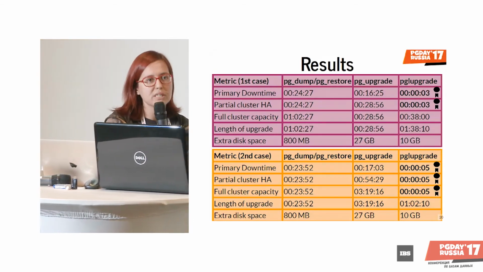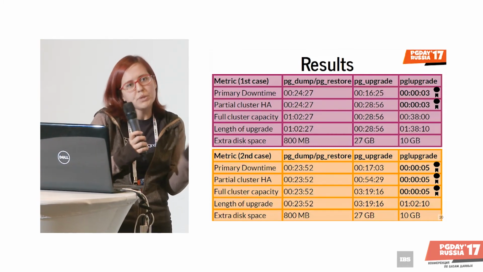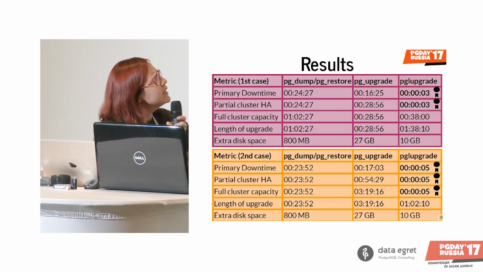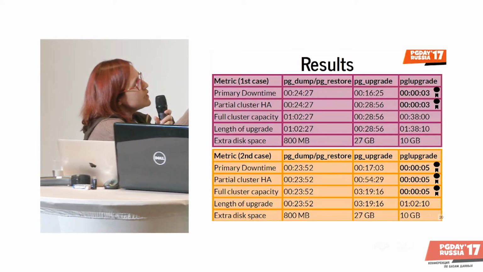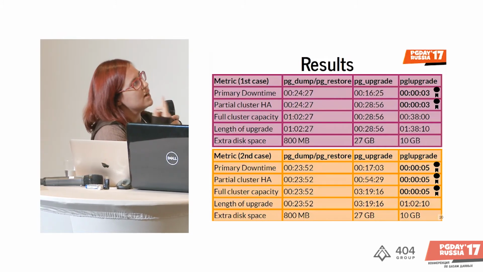Of course, the aim was proving the primary runtime will be removed. What's primary runtime? It means you don't serve it, so your application is not serving, the database is not serving. So that was the time that I calculated. And there is also partial cluster high-availability.